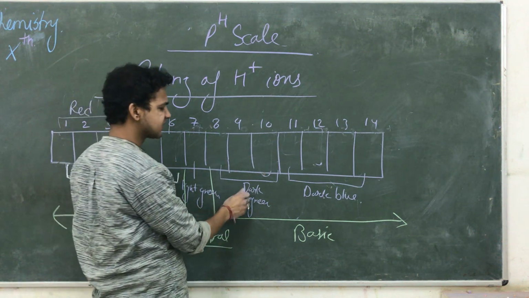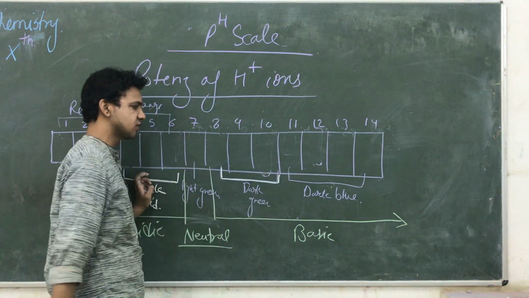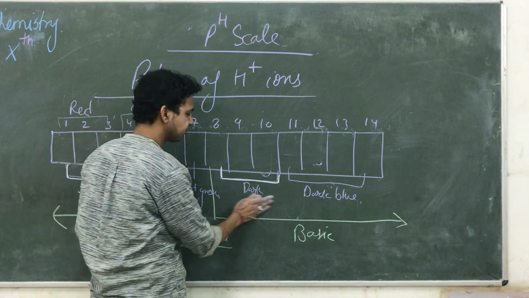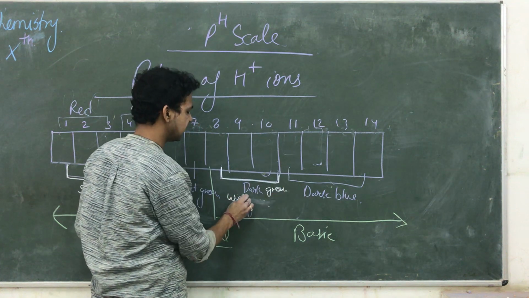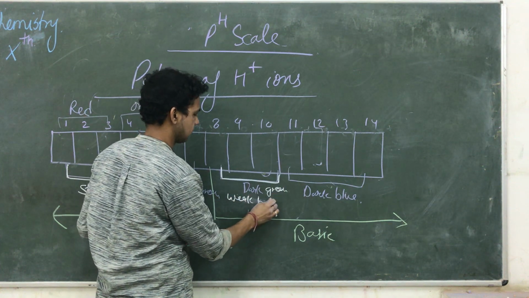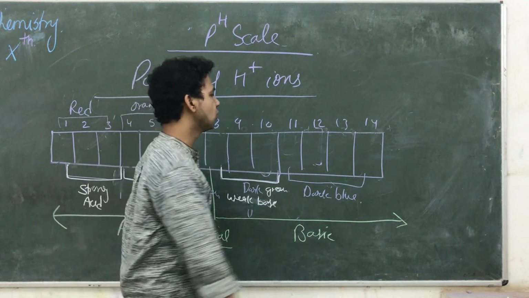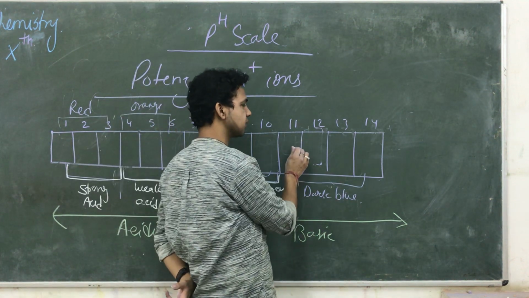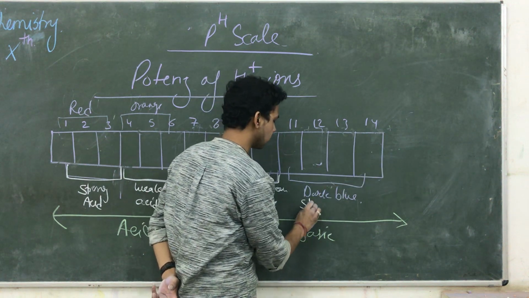But if the color is dark green, it means the values are lying between 8, 9, 10, so it is known as a weak base. If the color is pungent dark blue, it means its values are lying between 11 to 14, so this is known as a strong base.